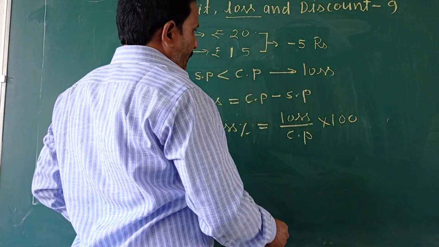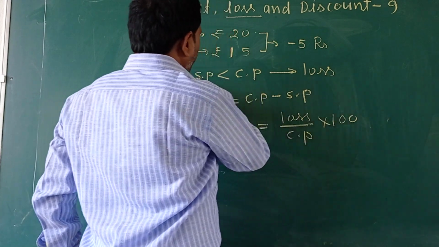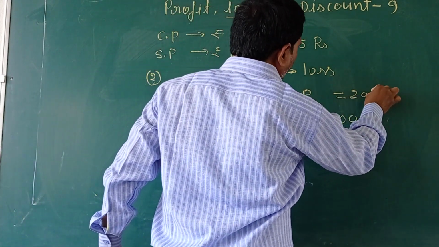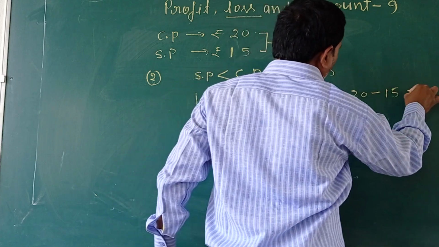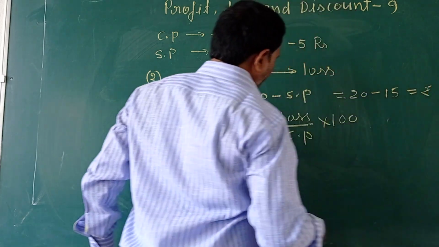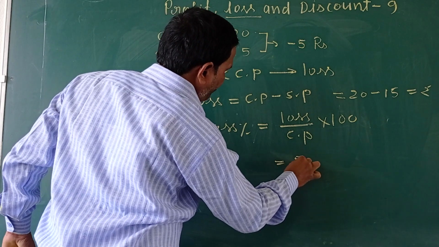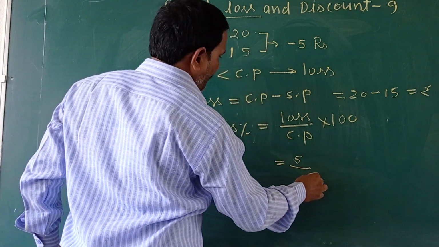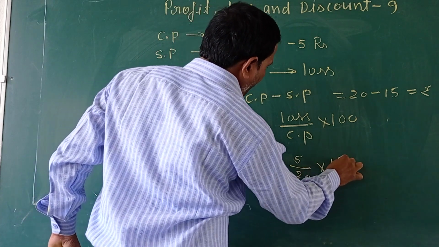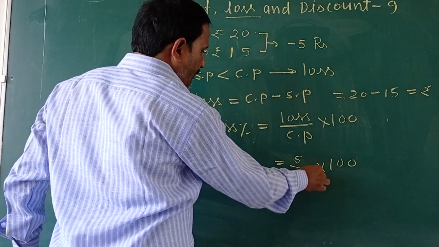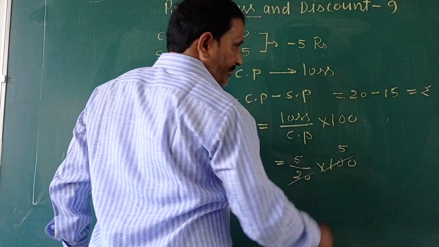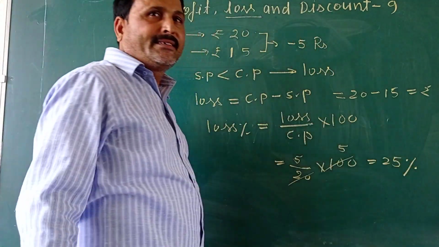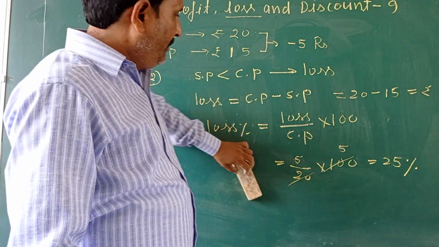I am going to calculate. See that your loss is CP minus SP, that is 20 minus 15, 5 rupees. Now loss is 5, CP is 20, into 100. That gives 25%. You are in 25% loss. Okay?